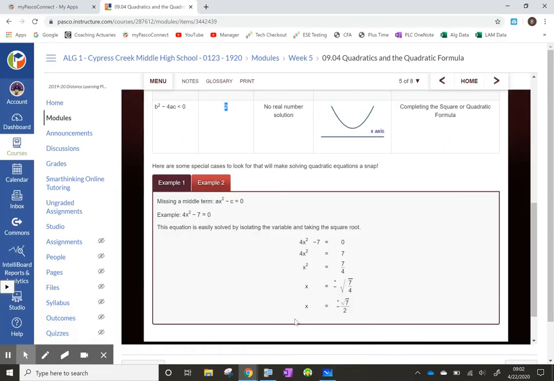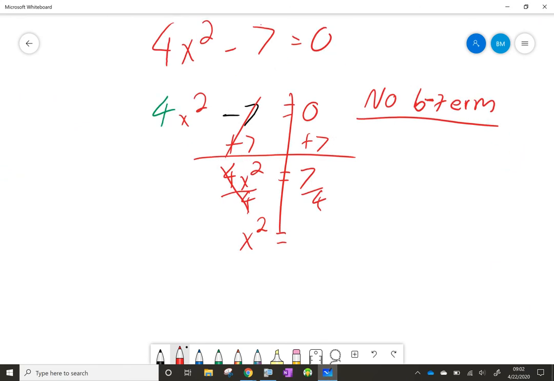Or we can leave it as a fraction since they leave it as a fraction. I'll try to make sure you guys understand exactly what they have written. So we're going to have x squared equals 7 over 4. And then they take the square root because it's the opposite of squaring something. So the square root of x squared is just going to be x, but now we have to do the square root of 7 over 4.